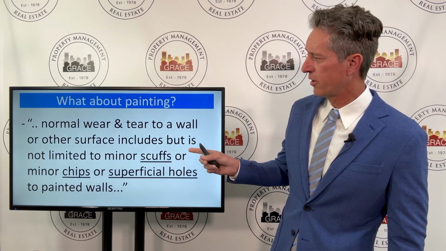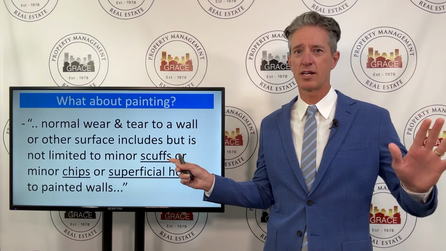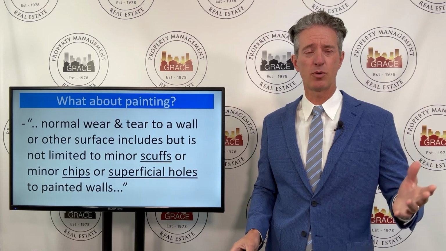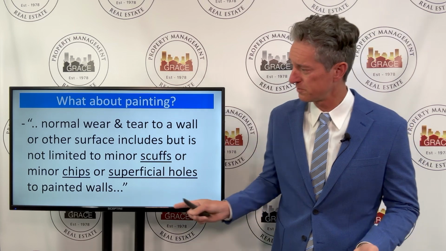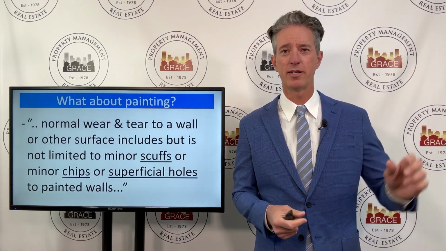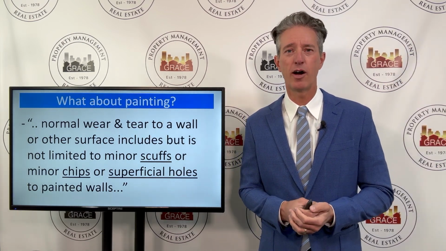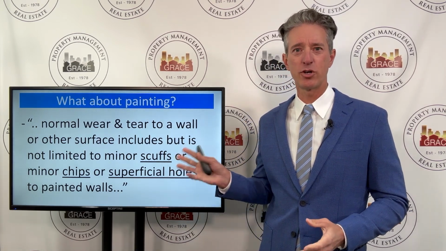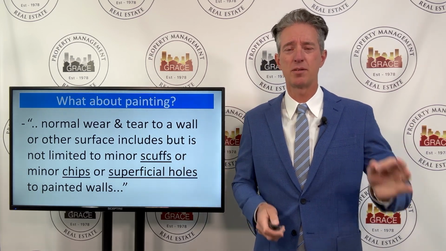Normal wear and tear to walls and other surfaces includes but is not limited to minor scuffs. So scuffs on walls cannot be charged, that's considered wear and tear. Or minor chips, if there's a chip on the paint, chip on the wall, that cannot be charged, wear and tear. Or superficial holes to painted surfaces, meaning when the tenant hangs up a picture and they put the little nail hole in the wall, that is not chargeable. That's not damage, that's wear and tear. Now, if there's a fist hole through a wall, that's different. But the Attorney General goes into much more detail. We're just trying to give a brief overview of some of the things as it relates to painting.